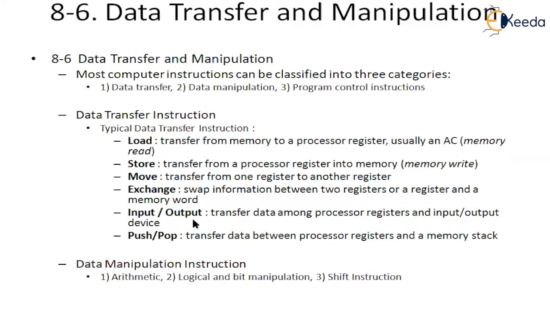Input and output transfer the information between the processor's register and the input and output devices, to and from. Push and pop will transfer the information between the stack and a processor's register. You know what is this push and pop? Okay. Then let us talk about data manipulation instructions.